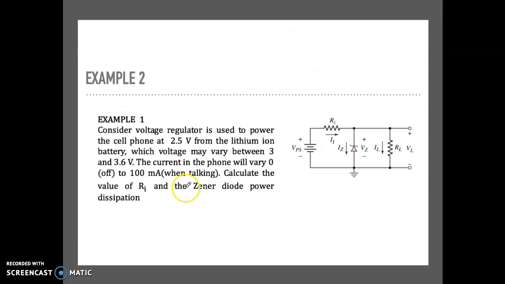So an example of the question is like this one. I will explain these examples in the next video. So in conclusion for the voltage regulator, what you need to know is the formula of Ri and the formula for Pz. We will discuss this example in the next video.